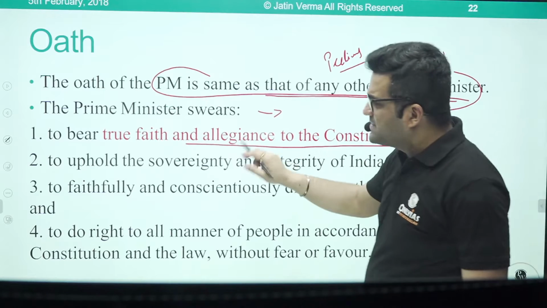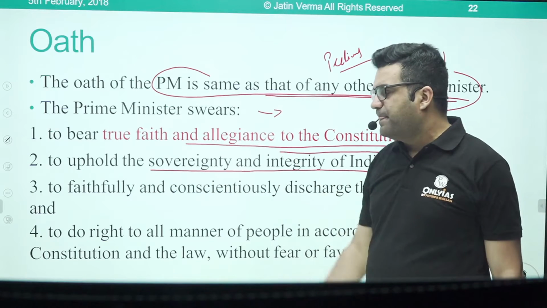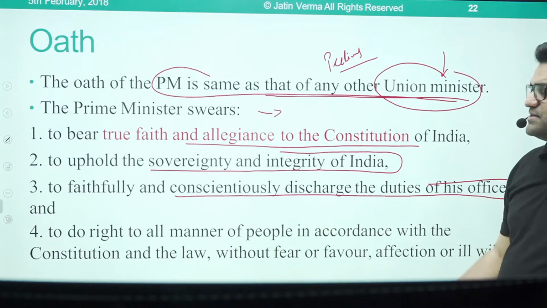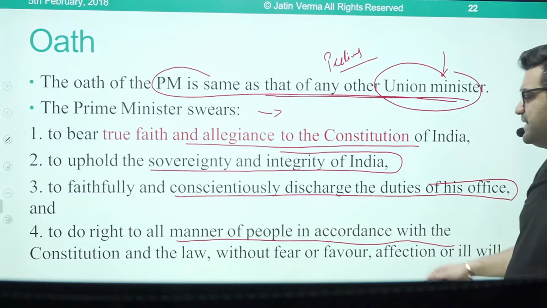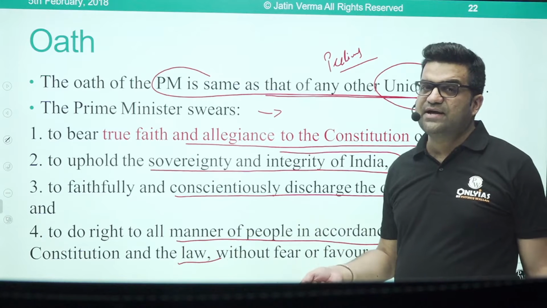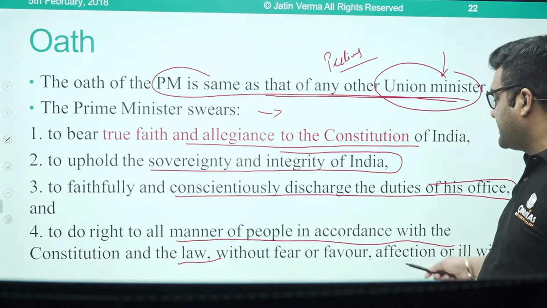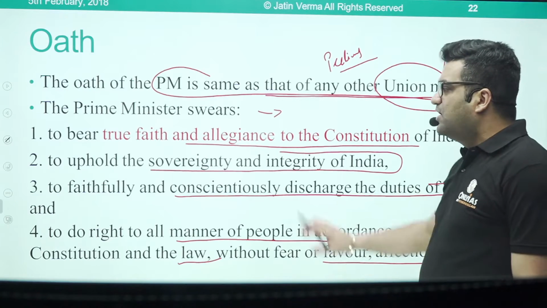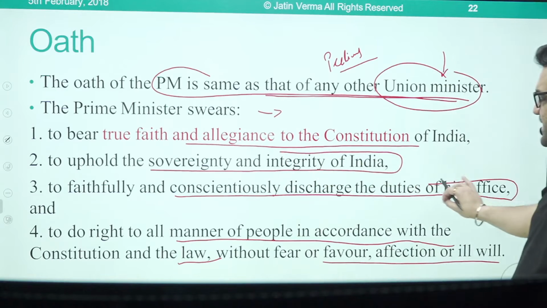Then, the second aspect is not the same. Here, to uphold the sovereignty and integrity of India. Okay, to faithfully and conscientiously discharge the duties of his office. Fourth, to do right to all manner of people in accordance with the constitution and the law. He should be the prime minister of every section of society, not just Hindus, not just Muslims, not just Sikhs, every section of society, without fear or favor. Okay, he should be a neutral leader. To bear true faith, sovereignty and integrity of India, to faithfully and conscientiously discharge the duties.